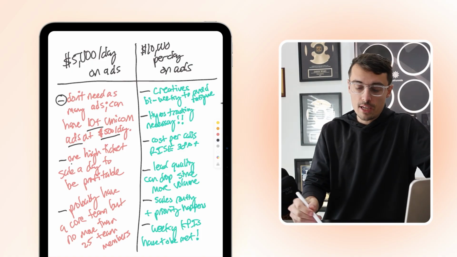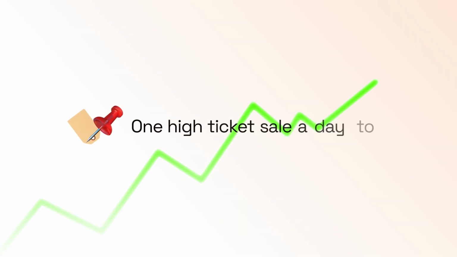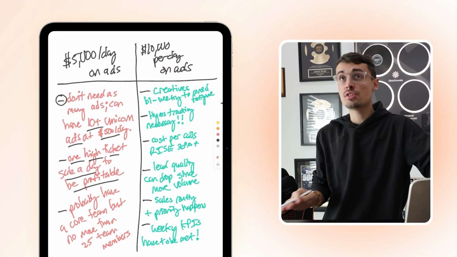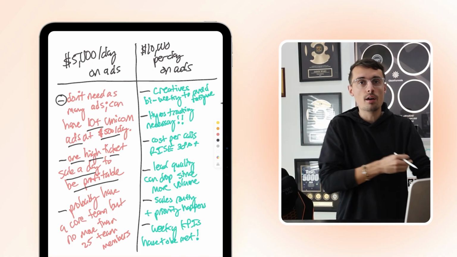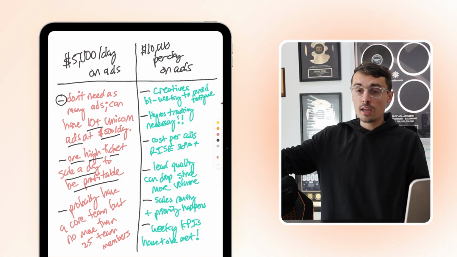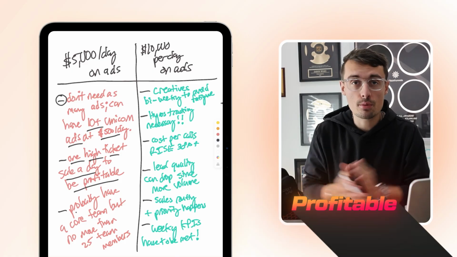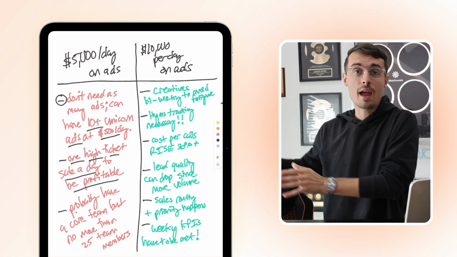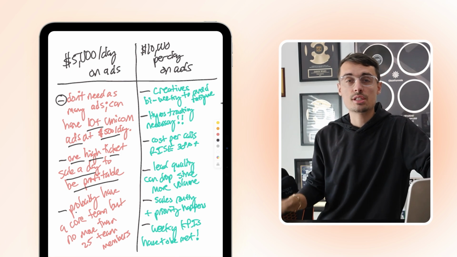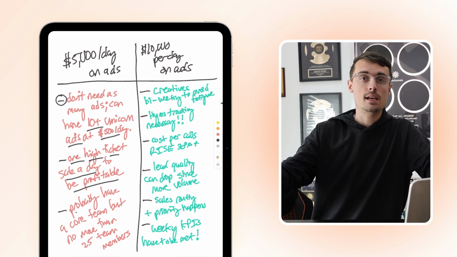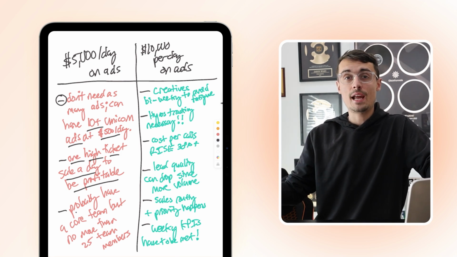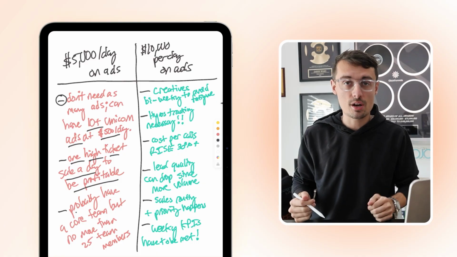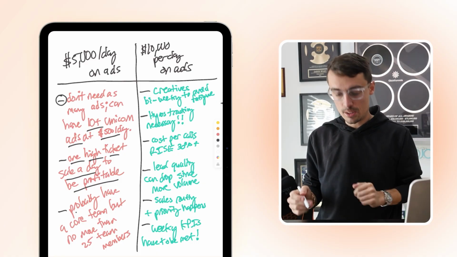Now, also at 5K a day, one high ticket sale a day to be profitable. If you sell anything high ticket, it's above 5K. Anything above 5K, you're just going to get one sale a day and now you're profitable. Okay, it's a lot different when you're at 10K a day in spend and you're paying 15% commissions and incentives to salespeople and you have a sales manager, because if you're spending that much on ads, you definitely have a sales manager and you have a bigger team. Which brings you to the last part, okay?